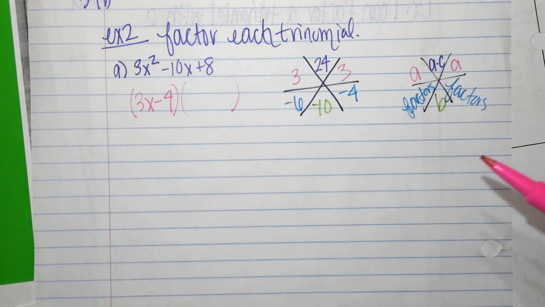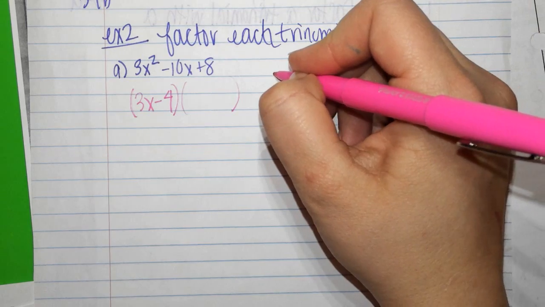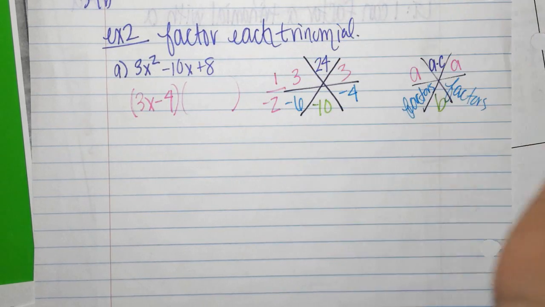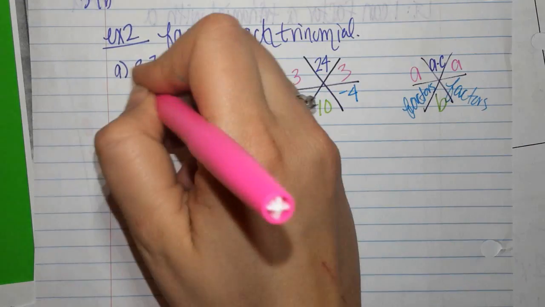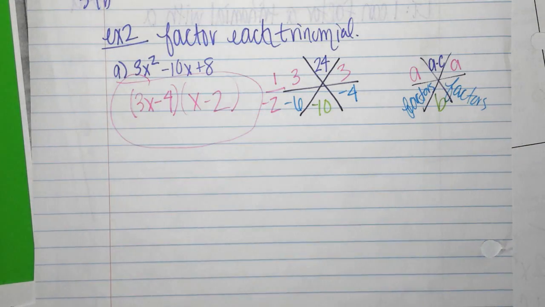Alright, now what is 3 over 6 reduced to? 1 and negative 1 and 2. 1 and negative 2. Alright, so how do I write it? X minus 2. And we're done. Circle it, heart it. Please let me know that that's your answer in some way, shape, or form.